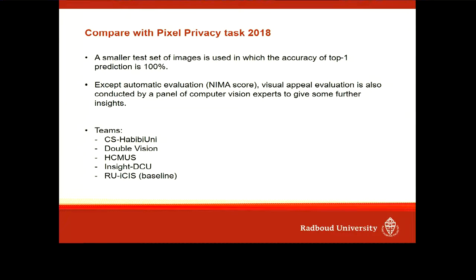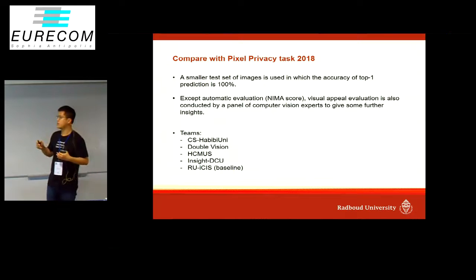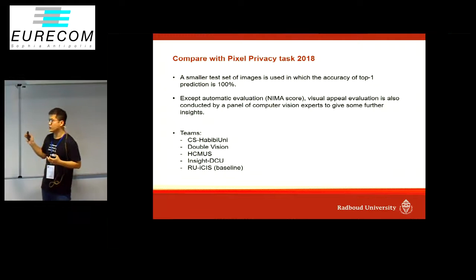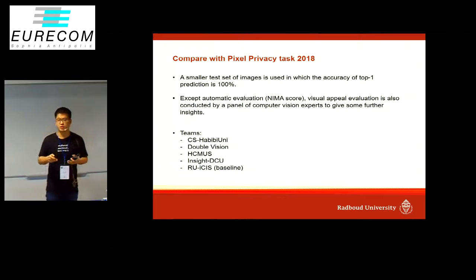Compared with last year, this year we use a smaller test set, and all of the predictions for all of the 600 images are 100% right, which means the ground truth labels of these images are available. Also, in addition to the automatic aesthetics algorithm NIMA, we also use human experts to judge your images.